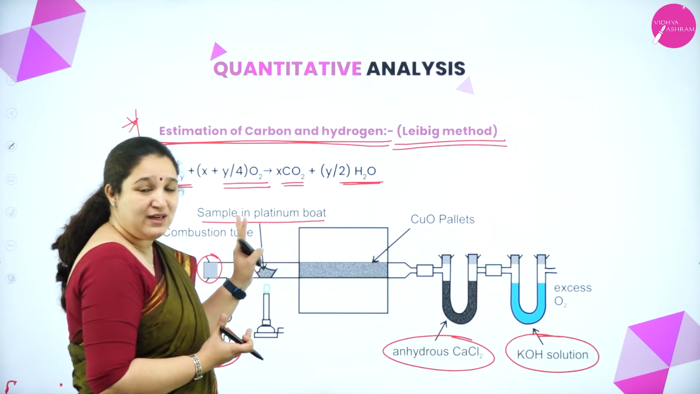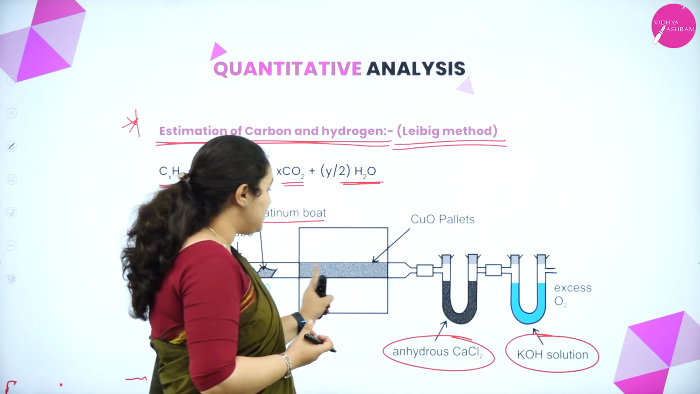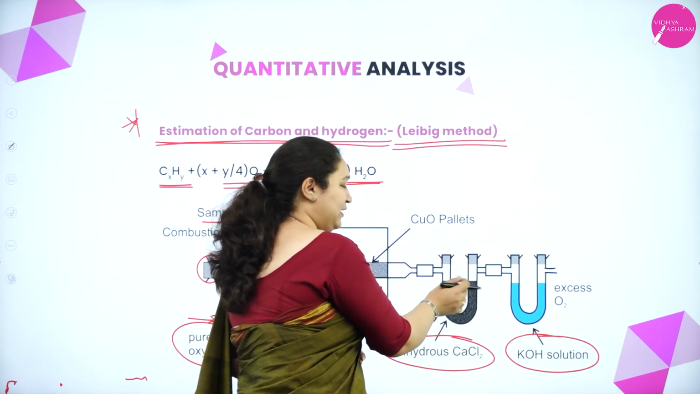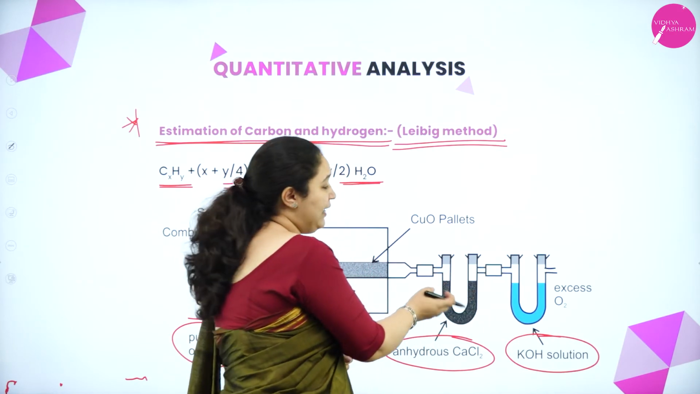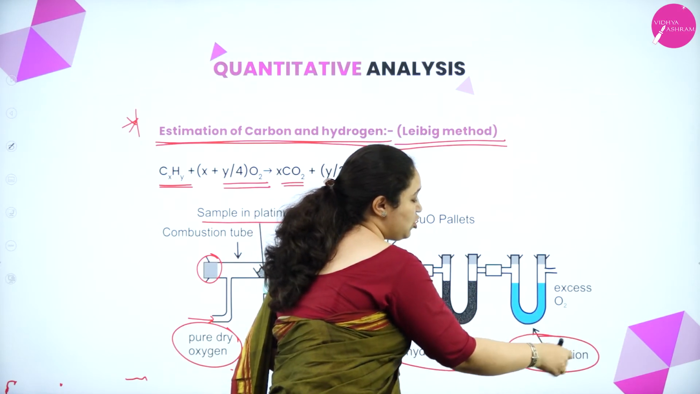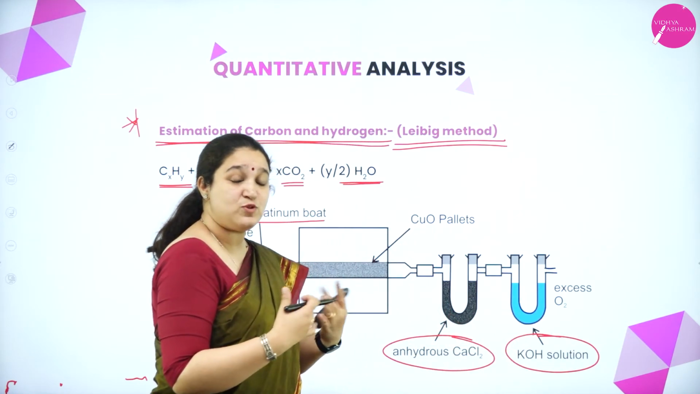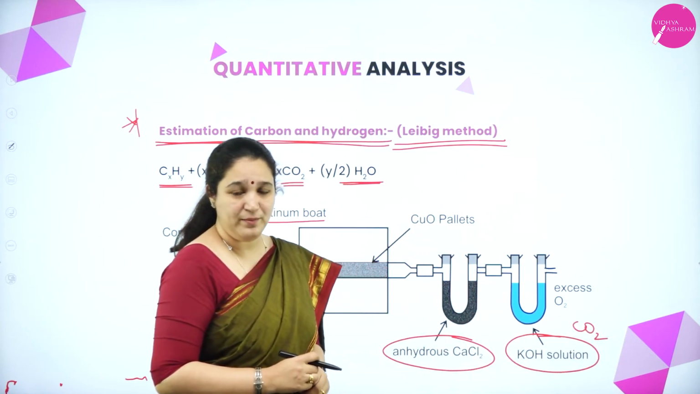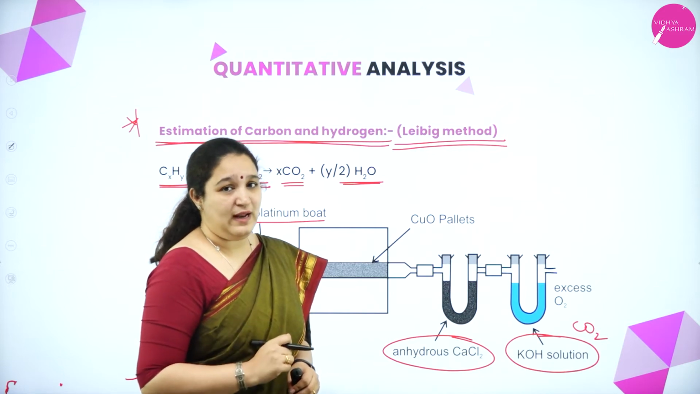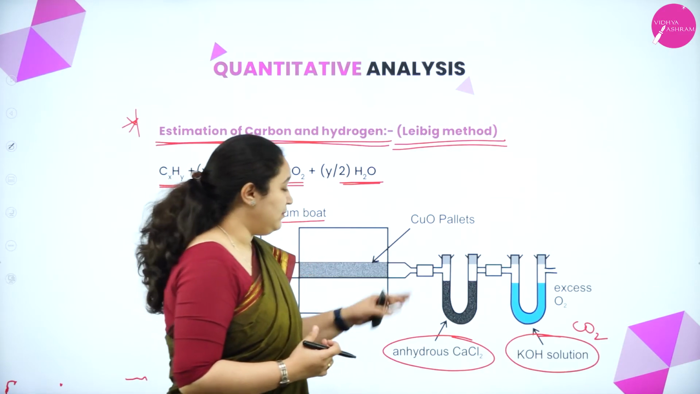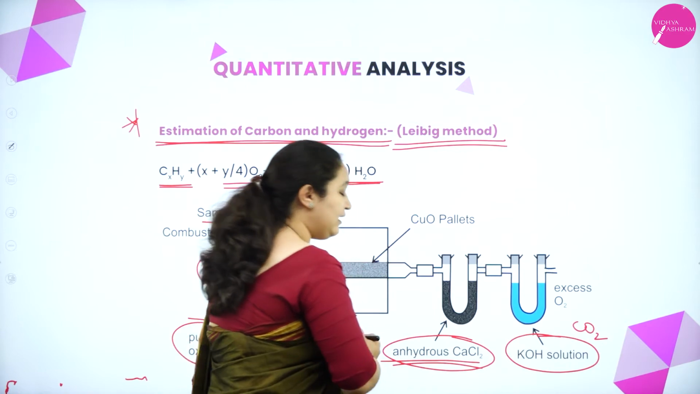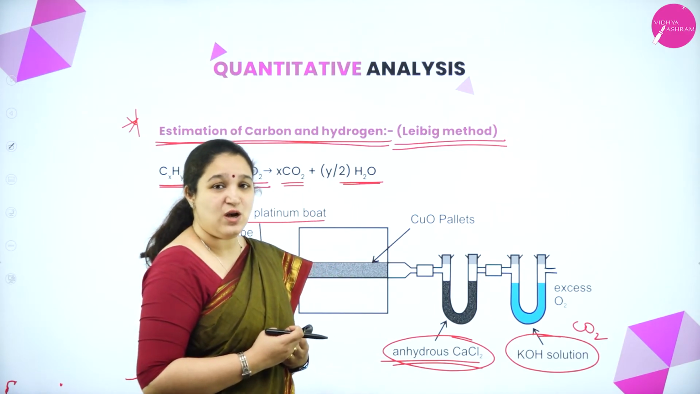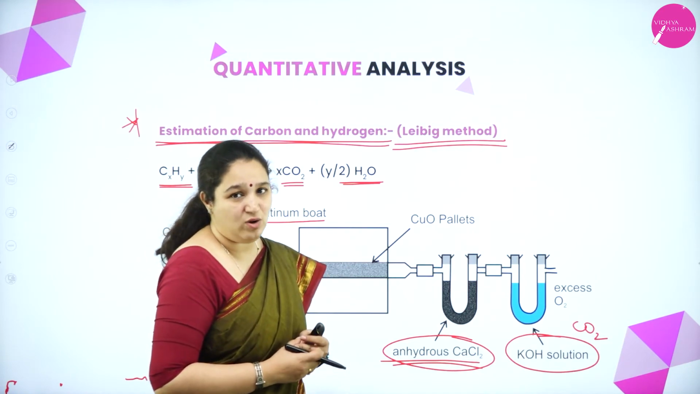When carbon dioxide and water are formed, the carbon dioxide passes through the U tube. It will not react with calcium chloride. It will go to potash and get absorbed there. So the potash absorbs all the carbon dioxide which is formed. Now, what will happen to the water? Whatever water is formed gets absorbed by anhydrous calcium chloride. It takes up all the water content which is produced by the organic compound.